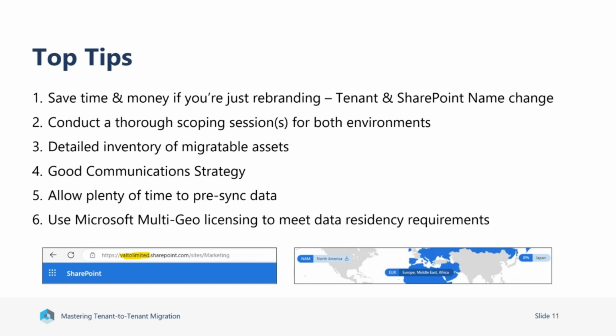Number four, a good communication strategy. It's imperative that once you've decided to go ahead with a tenant migration, you get your communication strategy nailed really early on. You want to be sending regular updates to your users about the migration that's due to come, and also instructions on how they can access the new tenancy, password resets, how to access any SSO and business applications, and how to connect to virtual desktop.